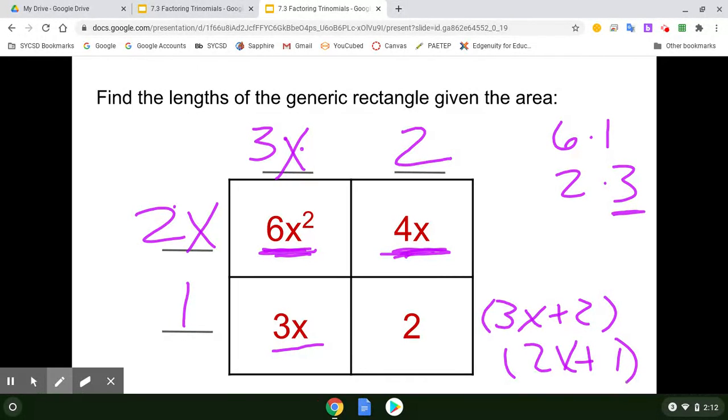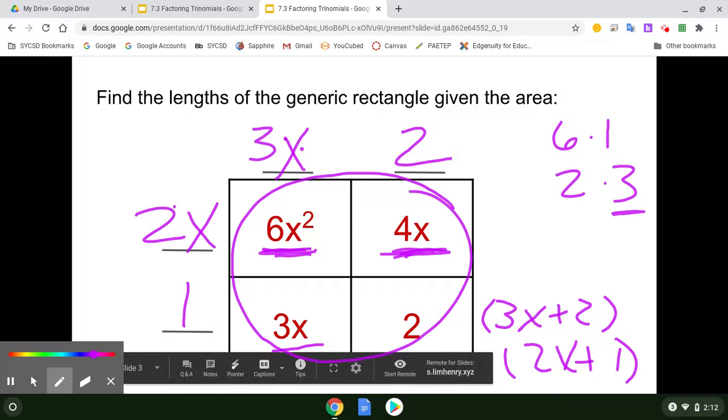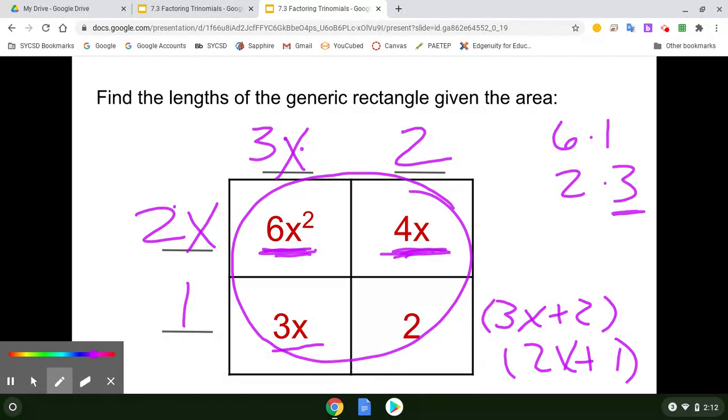So notice in this case, we were given the area, the whole area, and we were trying to find the side lengths, aka the factors. So that leads us into the lesson for today on factoring. At this point, you will need the notes for section 7.3.